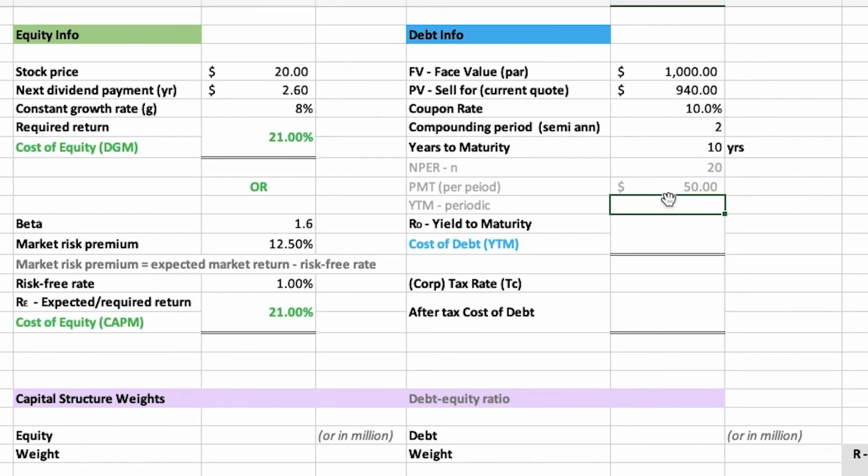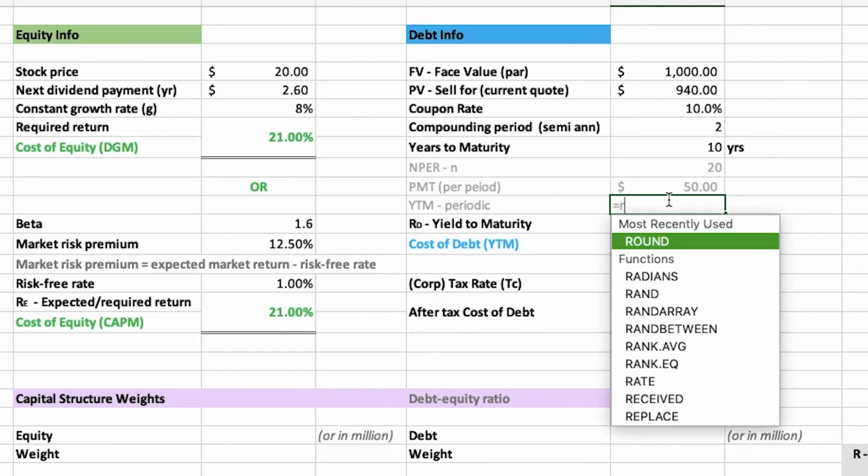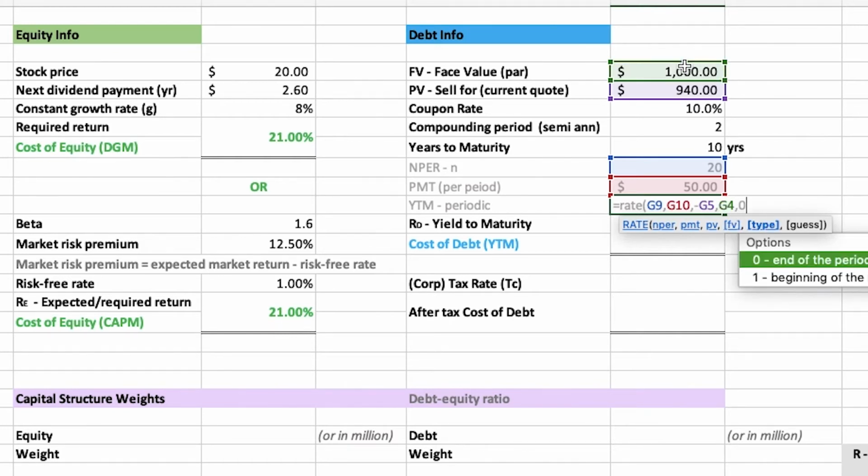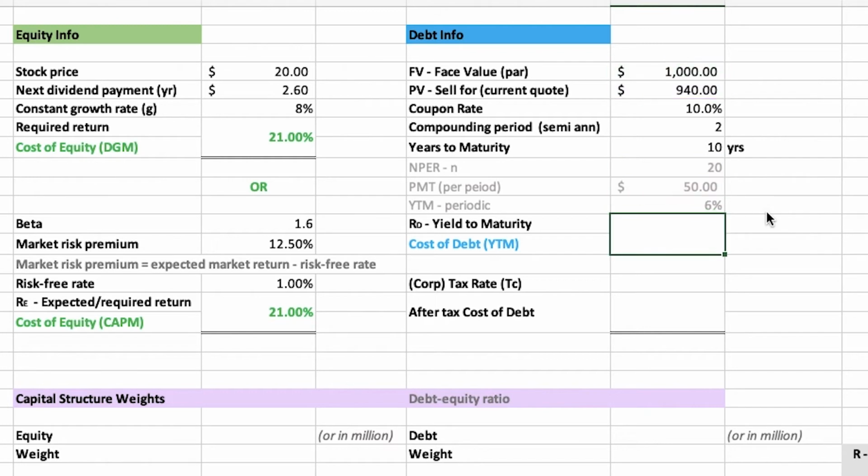Next is periodic yield to maturity, which we can use the Excel formula RATE, number of payments, and make sure the present value, which is the current price, is supposed to be negative. And then future value is the face value, type 0, it's end of the period, and it's 6%. So the yield to maturity, we need to have this times the compounding period, which is 11%. That is also the cost of debt.